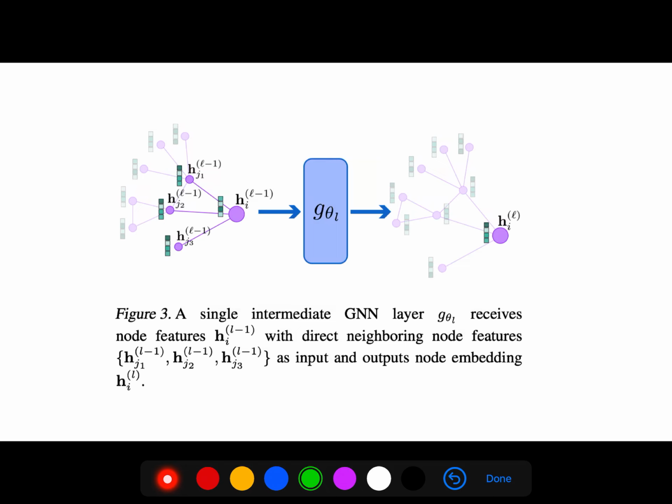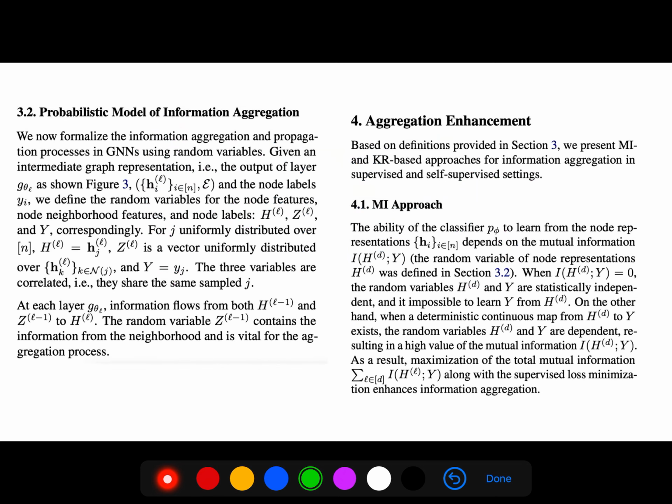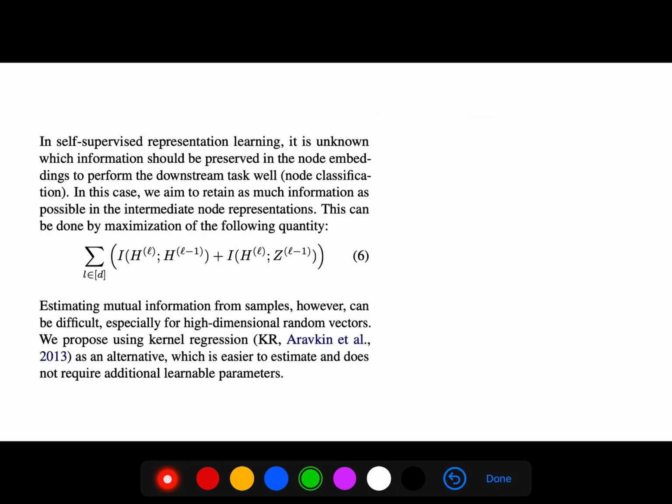So you see a single intermediate GNN layer receives node features. In the mutual information approach, when the mutual information between the representation and the label is zero, the random variables are statistically independent. So mutual information is a measure of dependence of two random variables. But it's hard to approximate. So any idea like this paper that tries to handle this problem more effectively is very important. That's why I have picked this paper. So we can achieve this by maximization of this quantity.